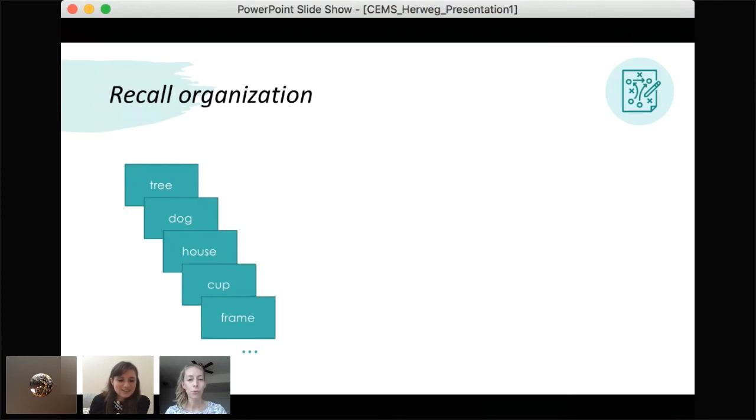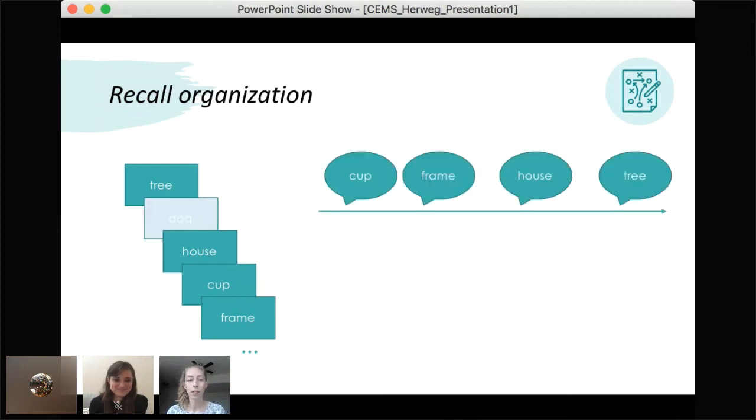In a standard free recall task, the subject encodes a series of words shown on a computer screen one at a time, and then subsequently attempts to recall as many words as possible. In this scenario, we can not only look at whether or not a certain item was correctly retrieved, but we can also look at the order in which the items are remembered. So in this example, frame was presented right after cup. If those two items are being recalled successively, we would call that a temporal lag of +1. And house was presented 2 before frame, so that would be a temporal lag of -2.